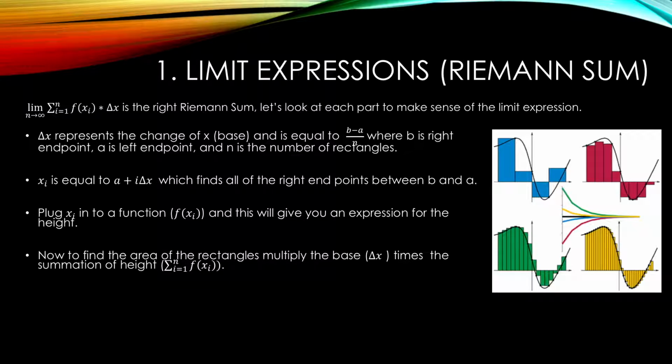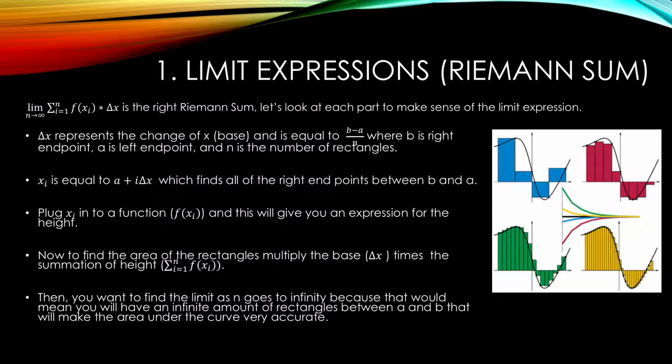Now to find the area of the rectangles, multiply the base, which is the delta x, times the summation of heights. Then you want to find the limit as n goes to infinity, because that would mean that you will have an infinite amount of rectangles between a and b. That will make your area under the curve very accurate.